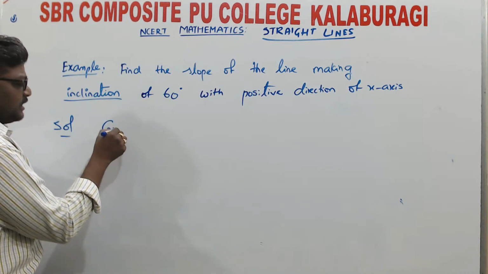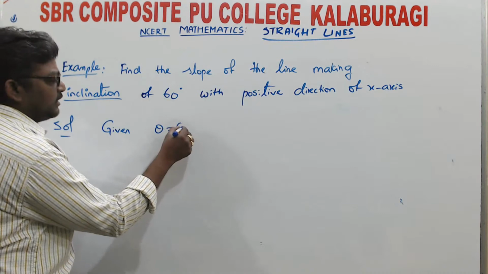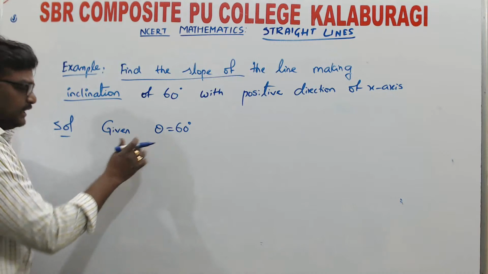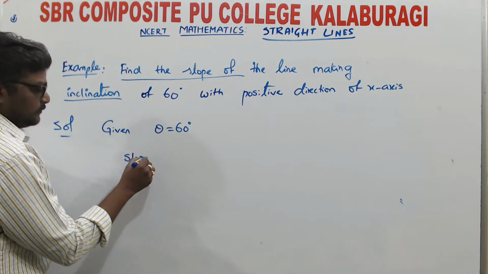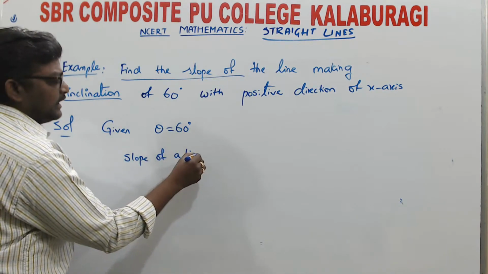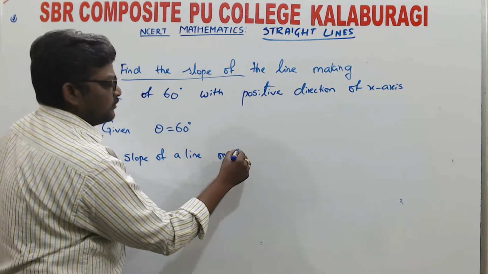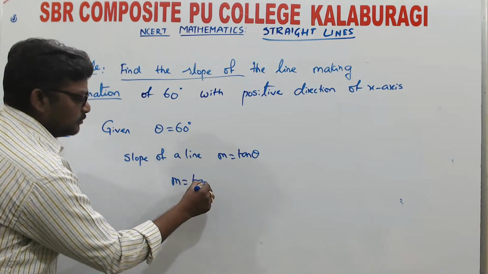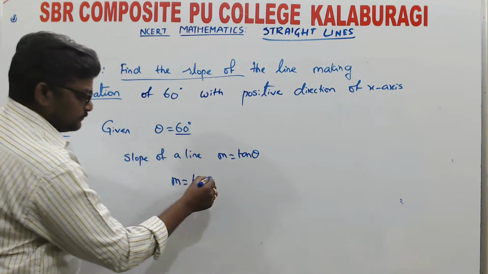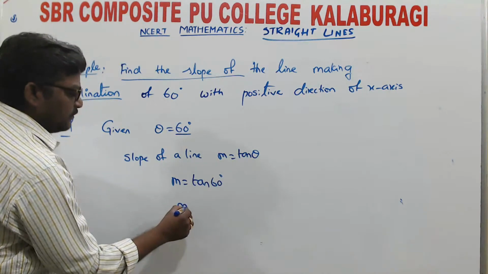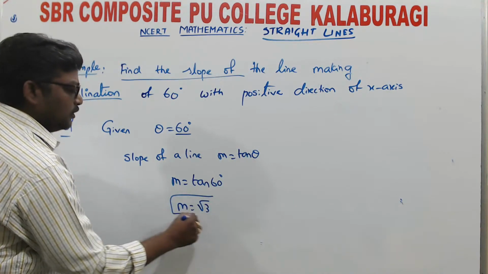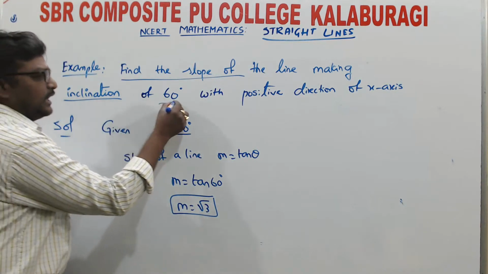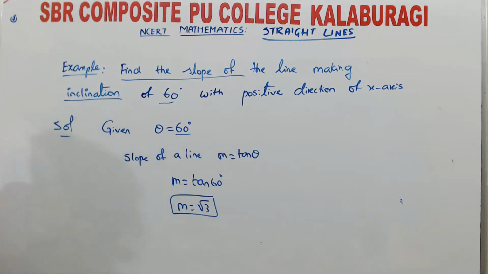Theta. That means here given inclination theta equals how much there? 60 degrees. What do they want? Slope. When you know the angle, slope of an inclined line or non-vertical line, m equals what formula are we having? Tan theta. Therefore, m equals tan 60 degrees. Therefore, m equals what amount are we getting? Root 3. This is the slope of a line when we know the angle with the positive direction of x-axis.